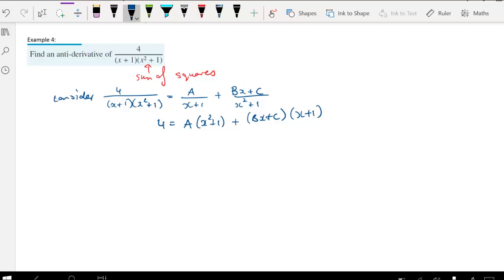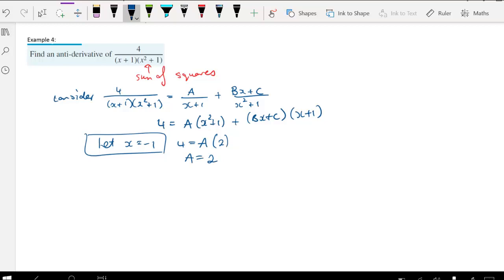Now we don't have to write that in. Now when we let x equal negative 1, because that will cancel out this bracket here, let it equal 0, and therefore the whole term will be cancelled. We have 4 is equal to a lots of negative 1 squared, which is 1 plus 1, and that's 2. So 4 is equal to 2a, therefore a is equal to 2.